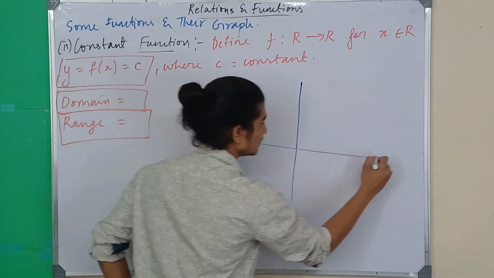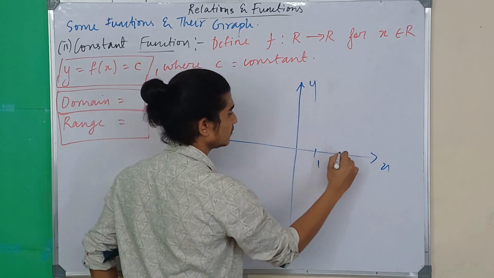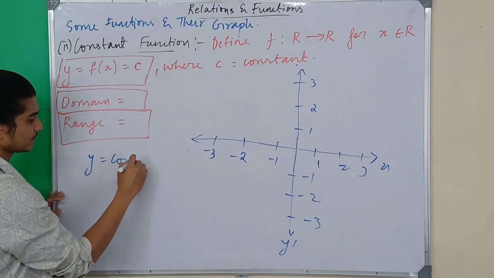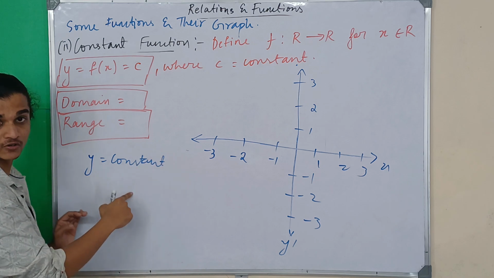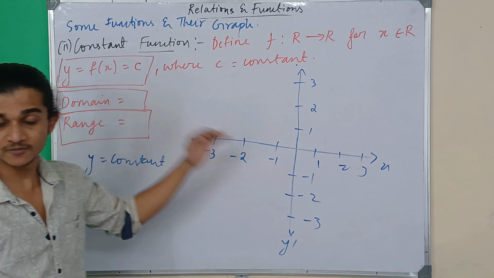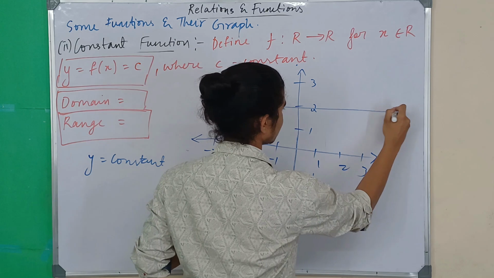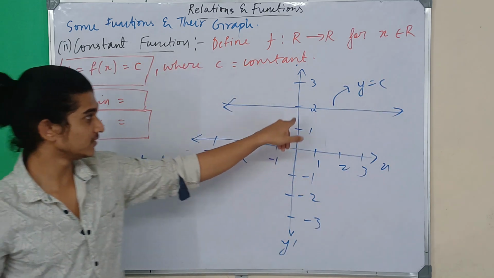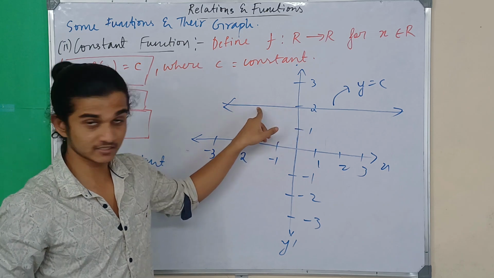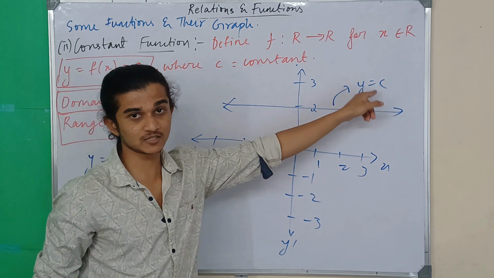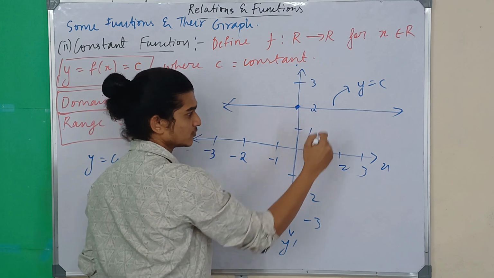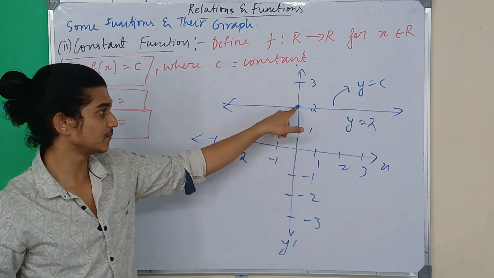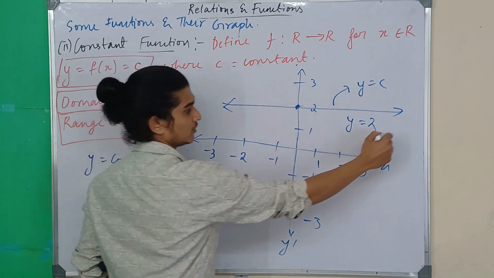So we have the graph again. This is the x-axis, y-axis, 1, 2, 3. We already know that if we have the equation y equal to constant, the graph is going to look something like a line parallel to the x-axis. So this is our line, y equal to constant. Now here, the point where this parallel line meets the y-axis is basically at the point c. Here it's meeting at 2, so we can say y equal to 2. So where this line meets the y-axis is basically the point c. So our c is equal to 2. That's why y equal to 2.